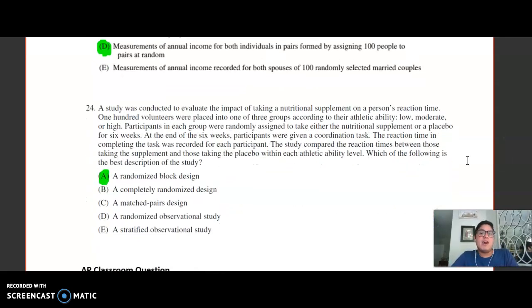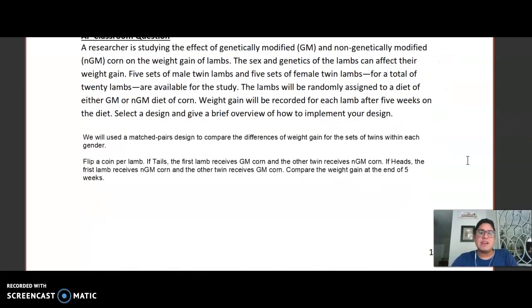Here, we'd want to block on athletic ability. So this would be a randomized block design. And then down here, we have sets of twins within each gender of the lamb. So we're going to use a matched pairs design to compare the differences of weight gain for the sets of twins within each gender. Again, I'm justifying which design I'm using.